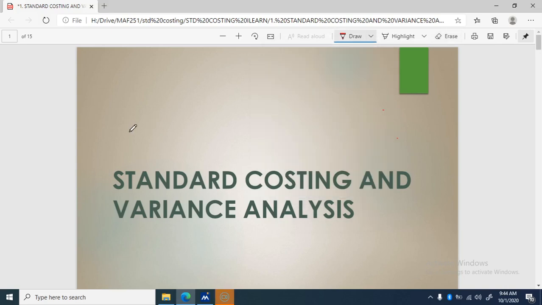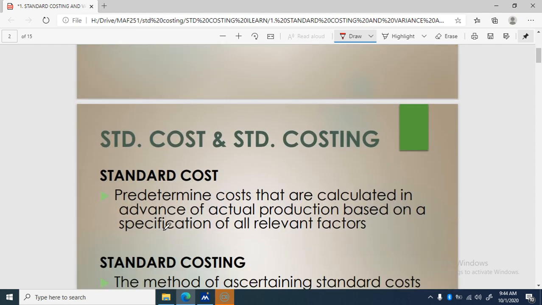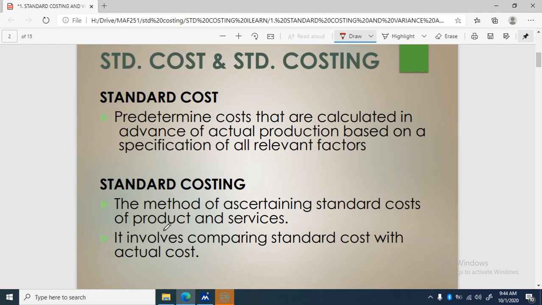Okay, the second chapter under MAF251 is standard costing and variance analysis. So what is standard costing? Standard cost is predetermined costs that are calculated in advance of actual production based on specifications of all relevant factors. Predetermined means you estimate the cost in advance, before you produce the product, based on the specification of all relevant factors.